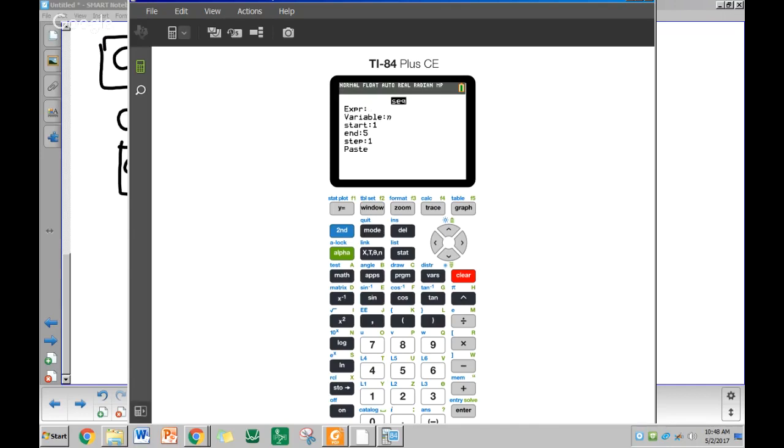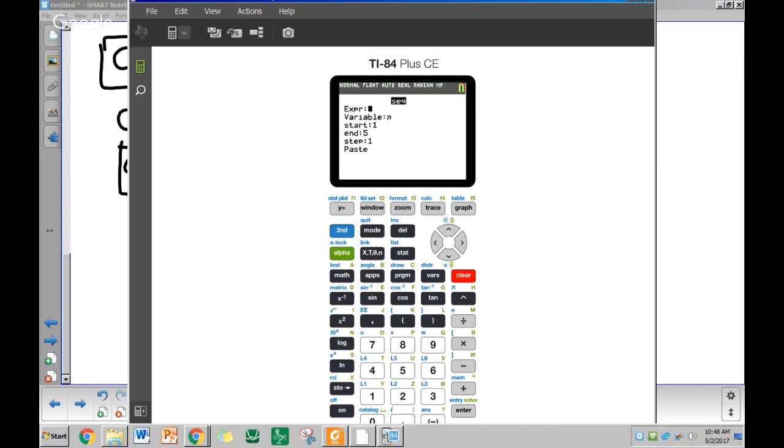What is your nth term? You didn't finish writing it out. Your a sub n is going to be -5 plus n minus 1 times 3, right? So that's what goes first. And then you're going to go comma n, comma start, comma stop.